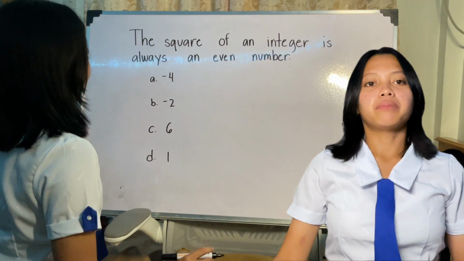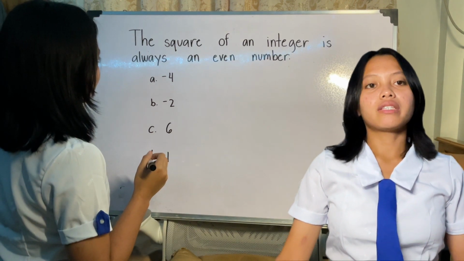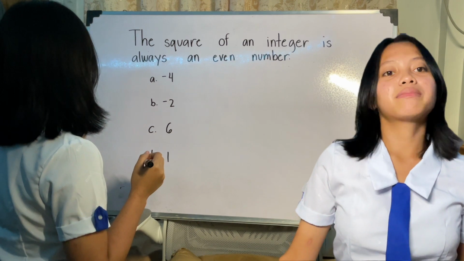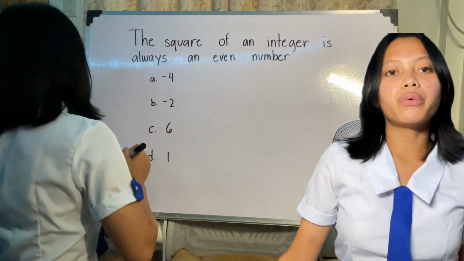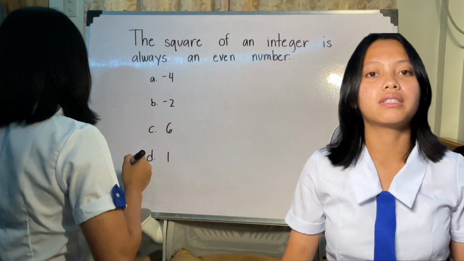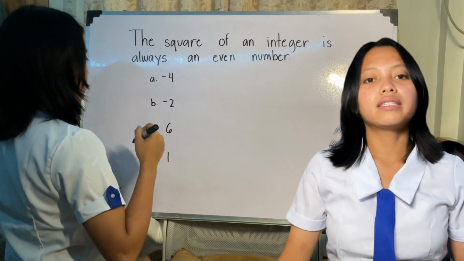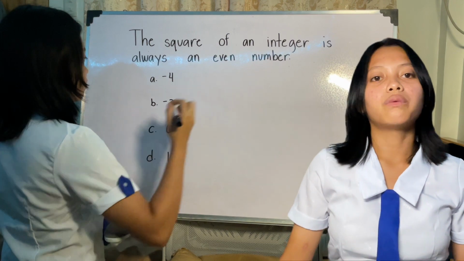Here's another example. The square of an integer is always an even number. Which of the following numbers provides the counterexample showing that the statement above is false? A, -4, B, -2, C, 6, D, 1.